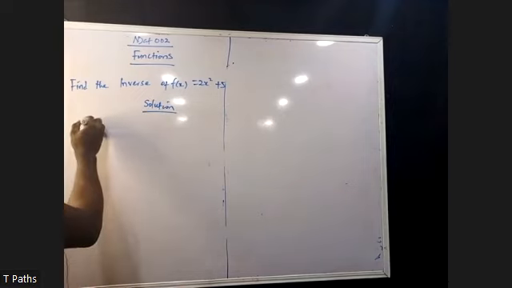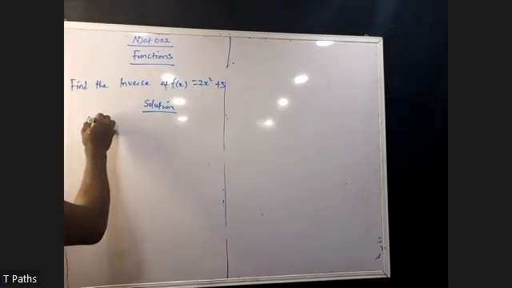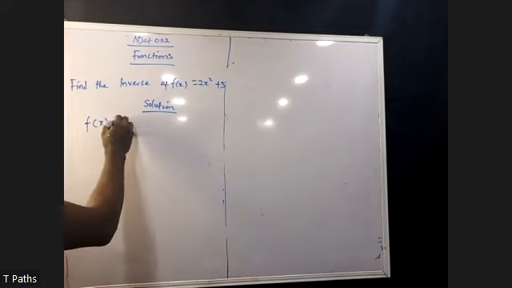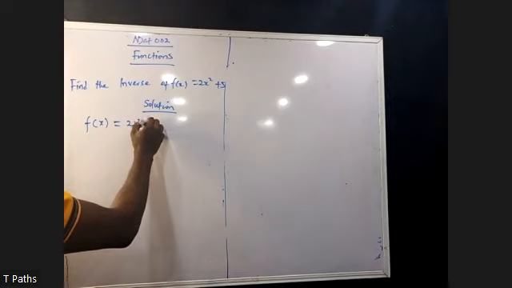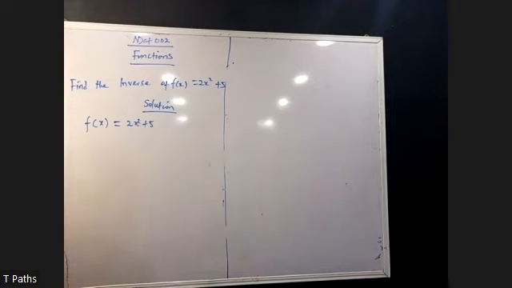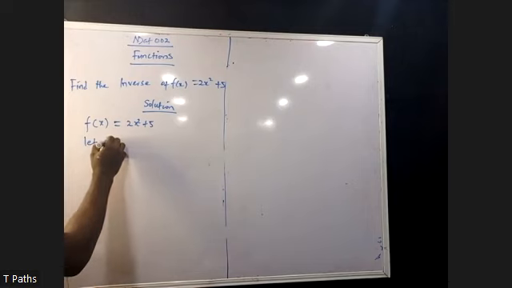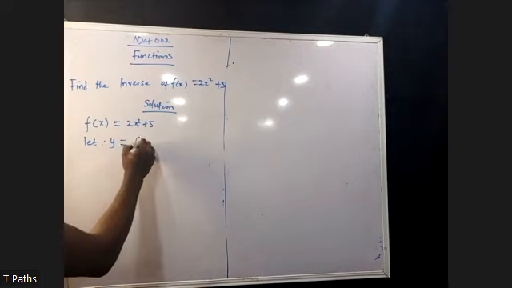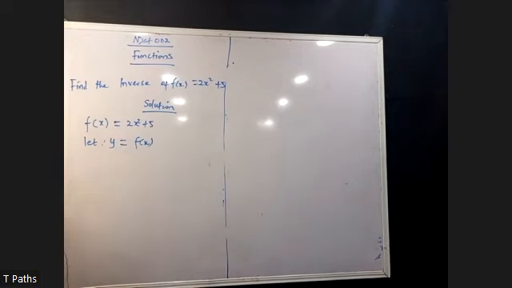So the first thing I'm going to do is to write the function given to me, which is f of x is equals to 2x squared plus 5, right? So the second step is to do let y be equals to f of x. So what do I mean by that? f of x is equals to 2x squared plus 5, and let my y be that.